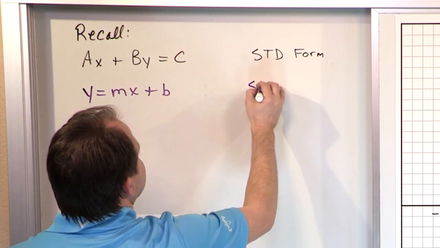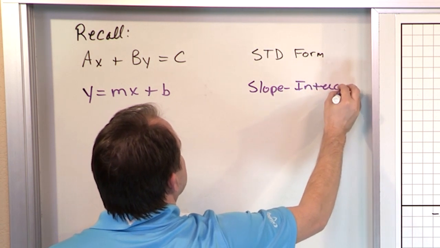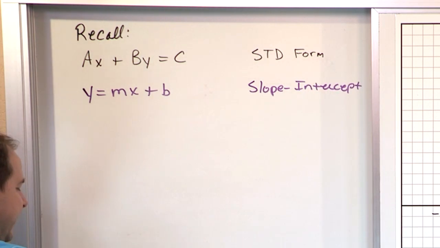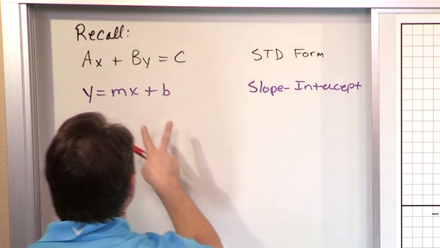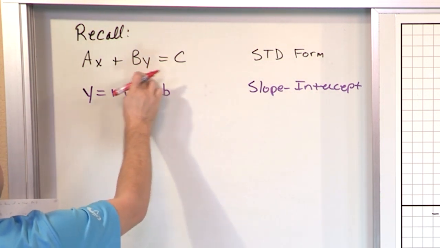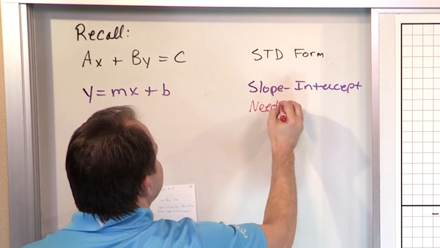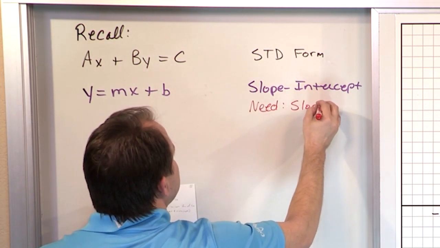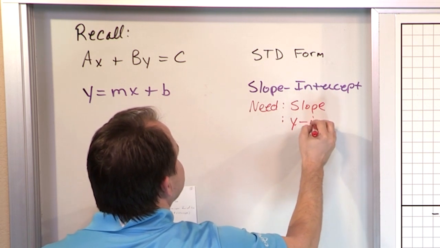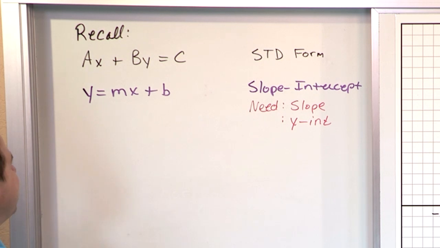This one's called slope-intercept form. And the reason why it's handy is because you can read the slope and the y-intercept directly off of the graph. So let me go the other way. In order to write this equation in this form, what do you need? You need to know the slope and you need to know the y-intercept. If I give you the slope and I give you the y-intercept, you can immediately plug it in there and you can tell me mx plus b, and it gives you the equation of a line, and there you go.